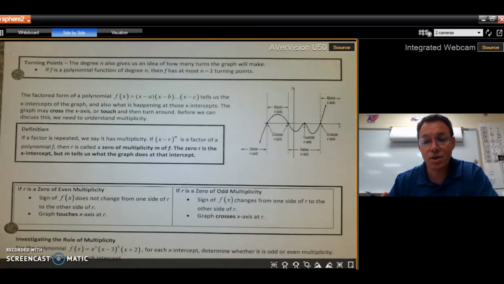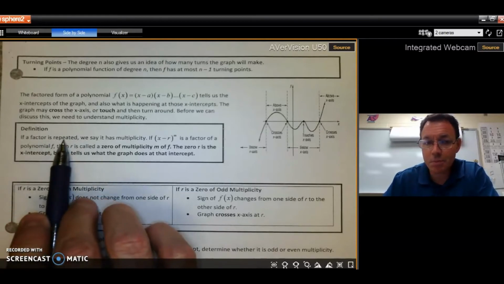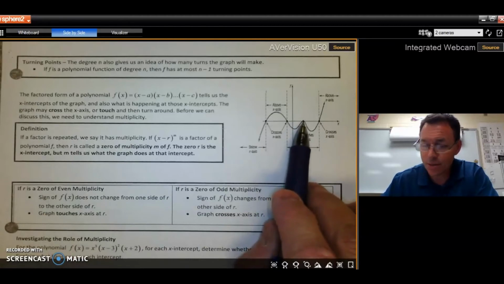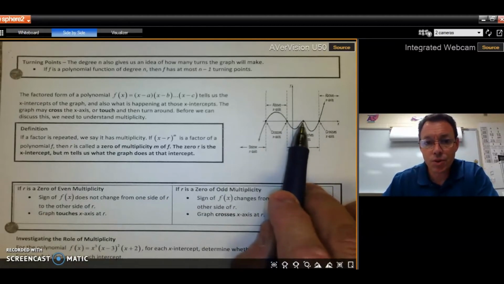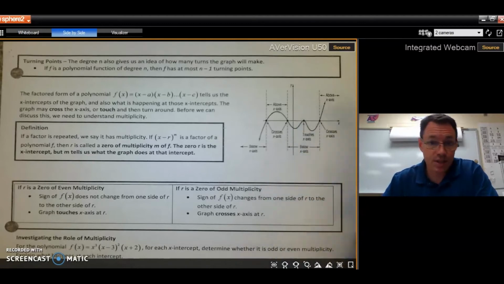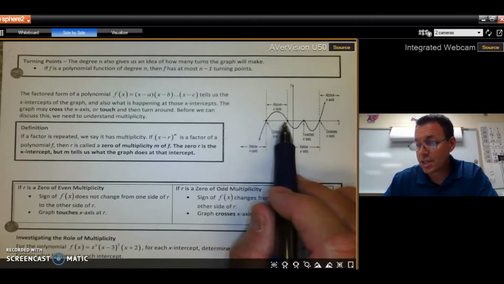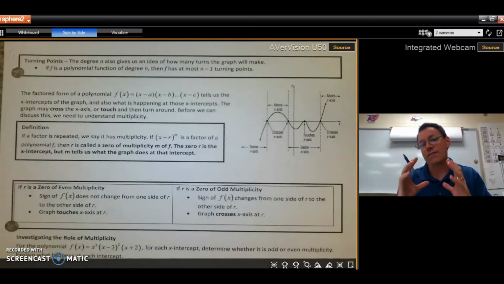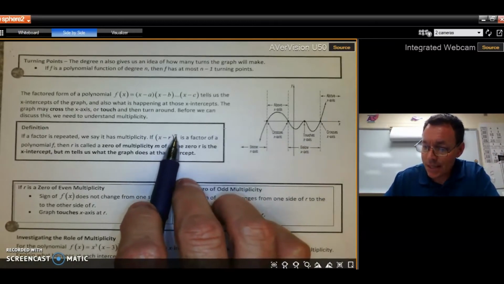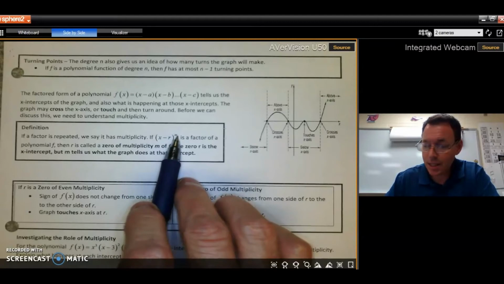So what is it that's causing that to happen? Well, it's something called multiplicity. If a factor is repeated, we say that it has multiplicity. So let's say this is x equals 2. This x equals 2 factor, so x minus 2 would be the factor, is squared. That's what's going on here. Most of the time, a factor is going to appear once. So you'll have just x minus 1. There won't be an exponent there.